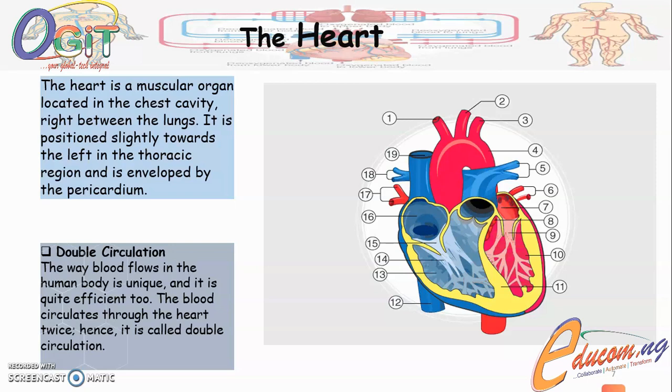Other animals like fish have single circulation, where blood completes a circuit through the entire body only. The main advantage of double circulation is that every tissue in the body has a steady supply of oxygenated blood, and it does not get mixed with the deoxygenated blood.